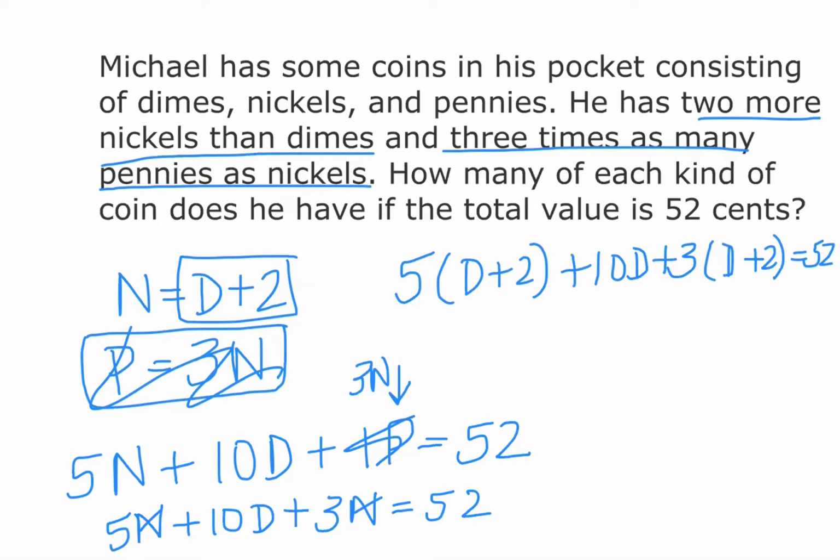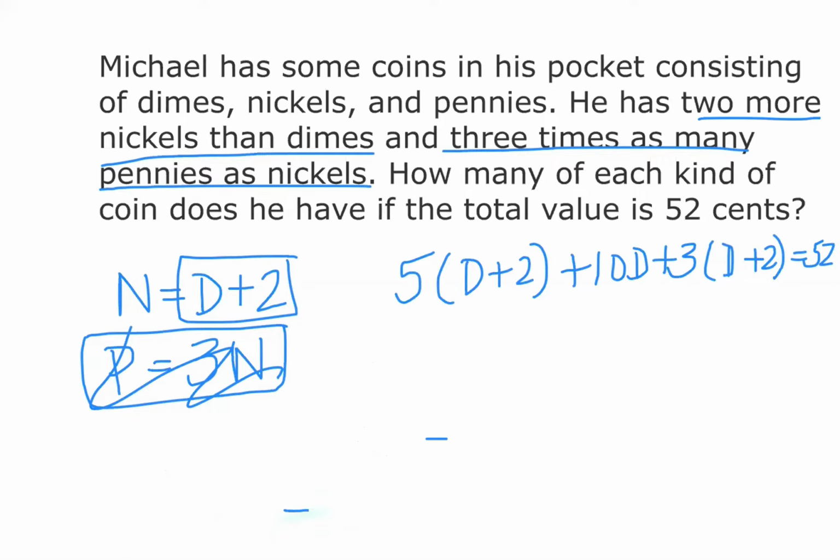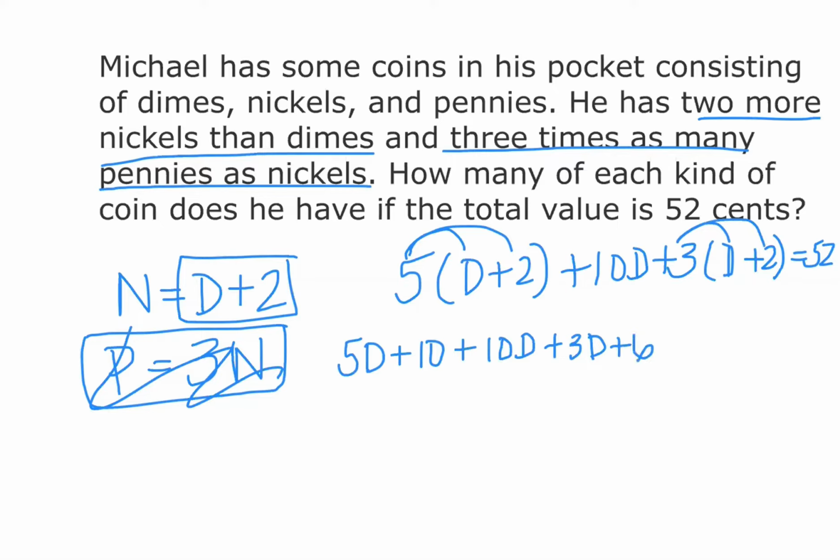Okay? Any questions about what I just did? No. Okay. All right, so now that we do that, I'm going to make some space because this is a mess. Now that we did that, now we're going to simplify everything. 5 times d, 5d. 5 times 2 is 10, plus 10d. 3 times d, 3d. 3 times 2, 6, equals 52.